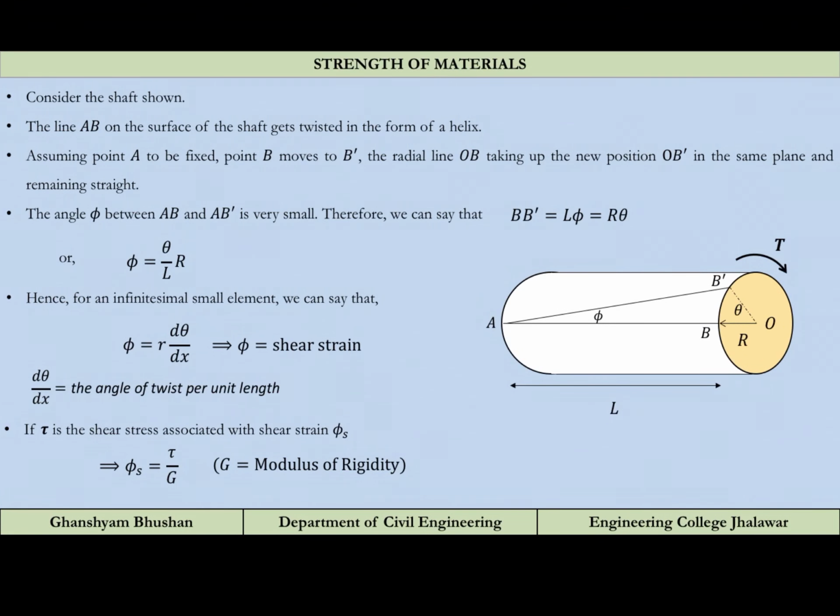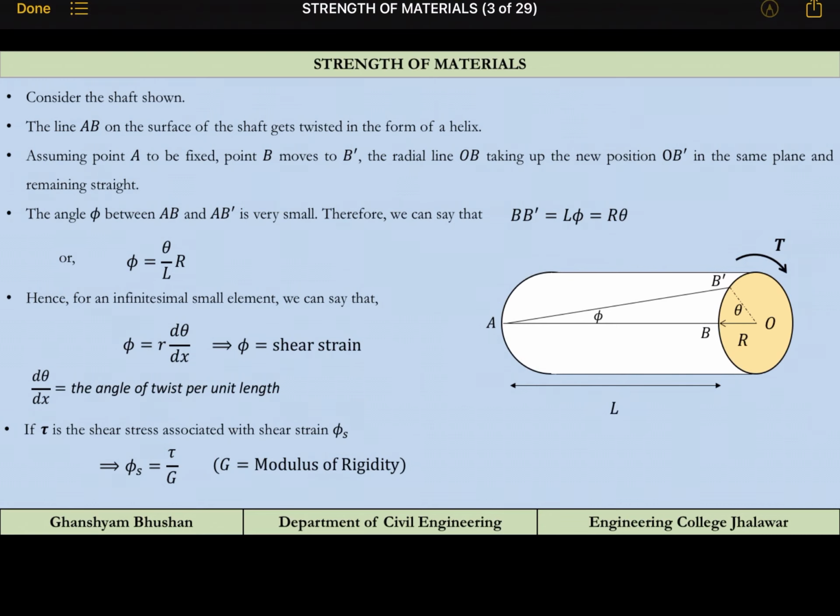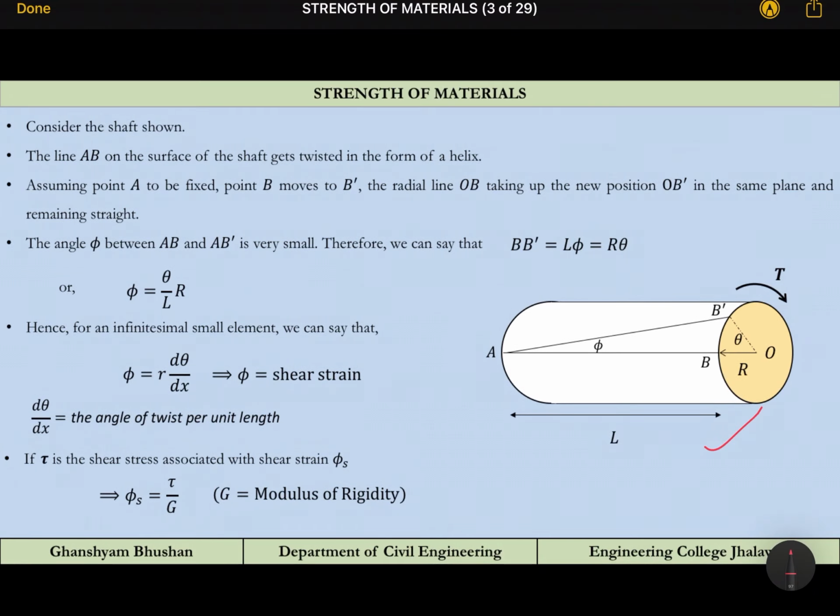So we are considering a shaft. You can see this is the shaft, this is the length, and the radius of the cross section is r. Initially, before applying the torque, the section was AB. Now after twisting, the section has become AB dash. So this is AB dash after twisting, and this is before twisting.